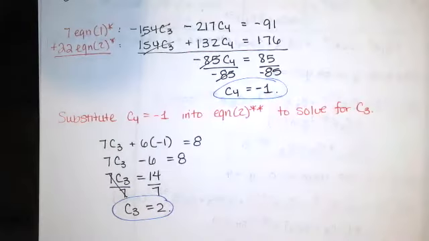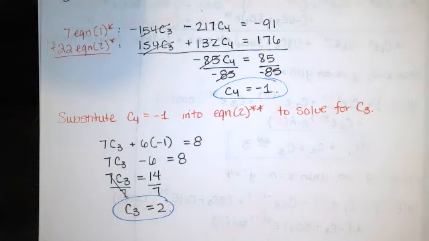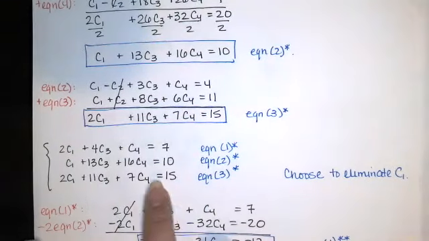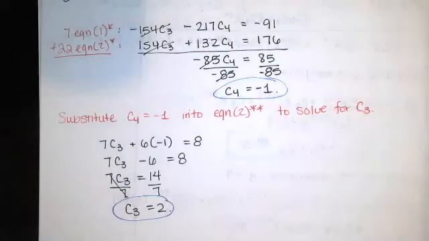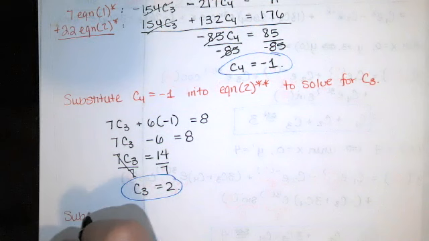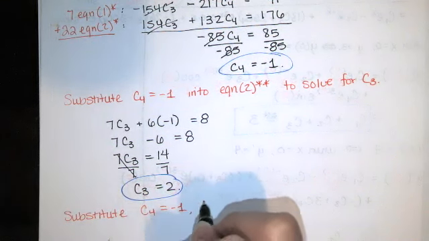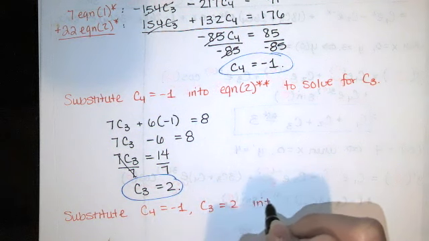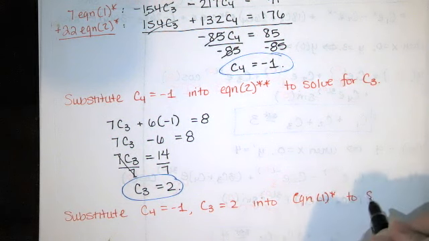So I've got C3 and C4 now. And then we just keep going. We go back. Now we want to go back to our 3 equations and 3 unknowns. So we go back here. We know what C3 and C4 are. We want to find C1. So we can substitute C3 and C4 into, let's just say, equation 1 star. So if C4 equals negative 1 and C3 equals 2 into equation 1 star to solve for C1.